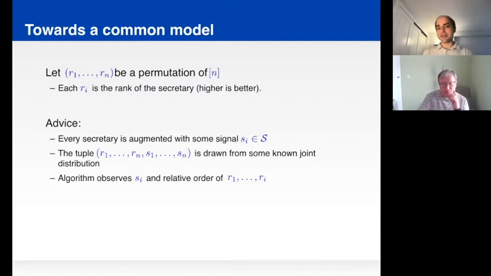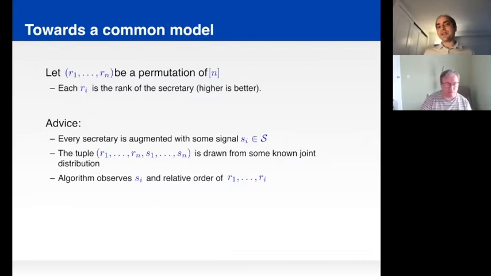How am I modeling advice? I'm going to say there's an abstract signal, Si, that comes from some space S. And the tuple of all the ranks and all the signals is drawn from some known joint distribution. What that known joint distribution is will be different for different variants of the problem. But the algorithm is going to observe the signal. This is the advice, the recommendation letter that comes in with every candidate. And of course, the algorithm, as before, knows the relative order among the people that they've seen already, so the relative order of R1 through Ri.